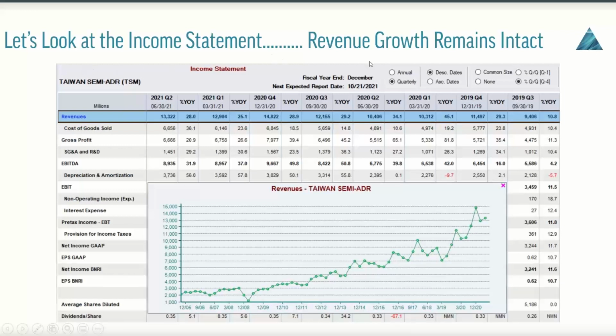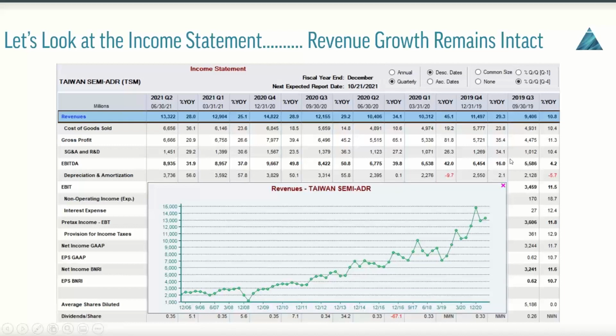So let's look at the income statement, right? The beautiful thing about the research system, you can click on any of the headings here. So I just click on revenues, and it actually gives us a chart. And you can see that revenue growth remains intact, right? You'll see that we have a little bit of seasonality in here, but all in all, this revenue growth has just been charging up the hill. And you can see it's basically 28% year over year for the latest quarter. And you always want to look at those year over year rates as a way to eliminate seasonality.